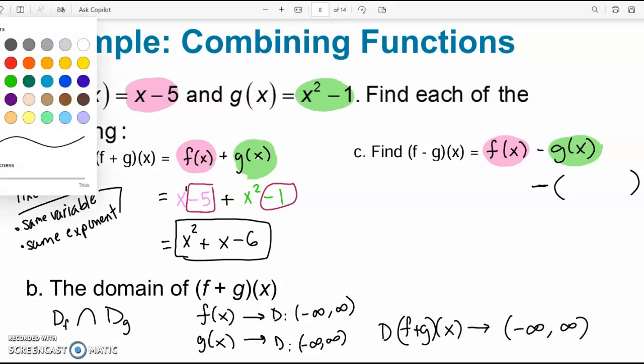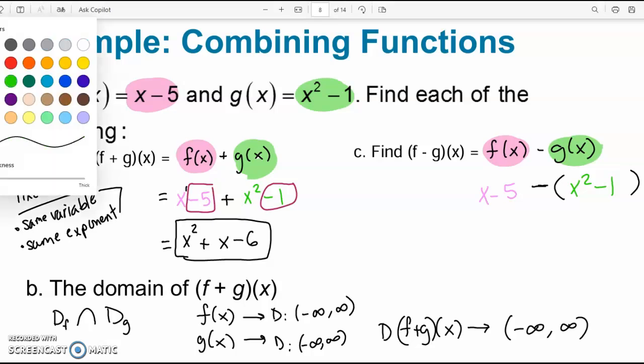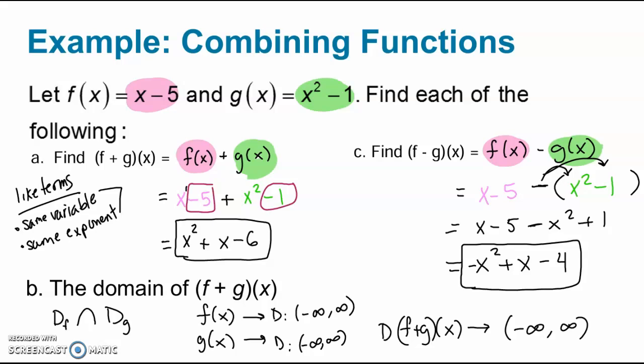So when I put this in, I will put my parentheses there to remind me that I have to subtract everything that is in g(x), x squared minus 1. That negative sign in front will get distributed to both of these. And so I'll have x minus 5 minus x squared plus 1. Subtracting g(x) changes the sign on the x squared, makes it negative, and it makes this plus 1. Now combining like terms, I don't have anything to combine with the x or the x squared, but these two numbers will add together. Negative 5 plus 1 will be negative 4. And so this would be f(x) minus g(x).